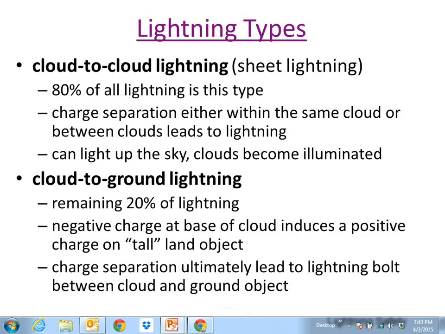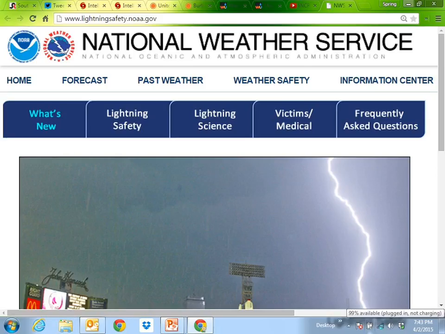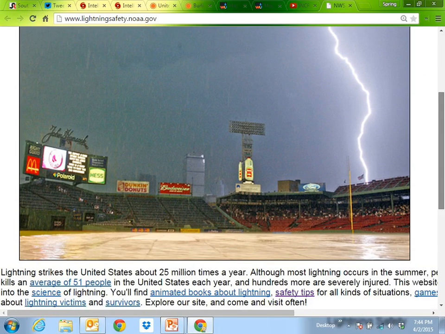I know that little video we watched with the meteorologist kind of talked about safety, but this is a website, and I'll probably try to remember to post it on the Twitter feed, but I just thought it was good. It's by NOAA, and it deals just with lightning.